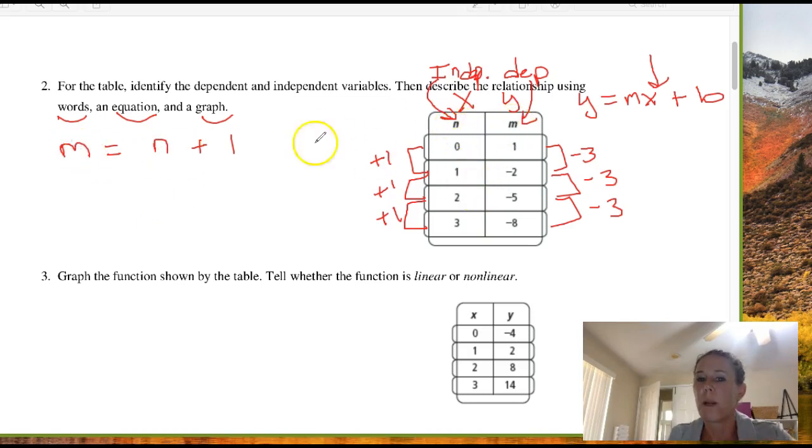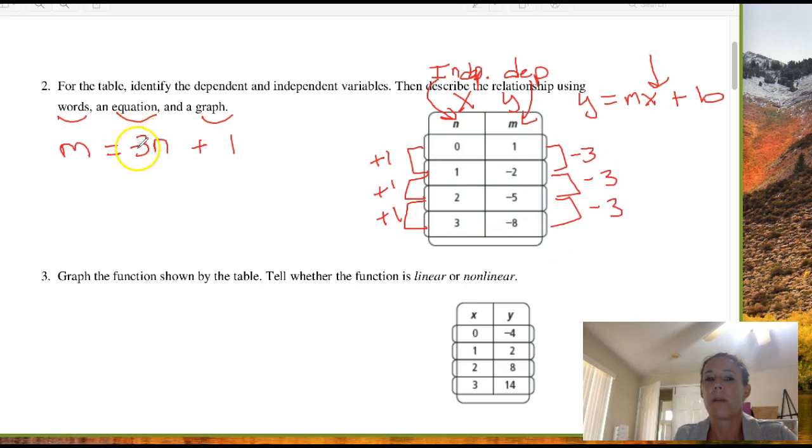Now, does it work when I plug in 1? Well, if I plug in 1 and add 1, I get out 2, but I get out -2. And the same with 2. When I plug in 2 and add 1, I get out 3, but I get out -5. So this is the constant that I want to multiply my independent variable by. It's a common difference. And that common difference is -3. I'm going to repeat this over and over and over again.